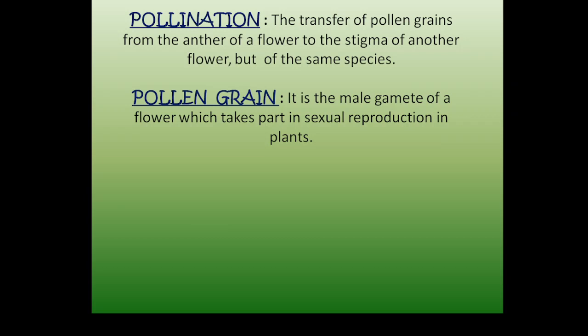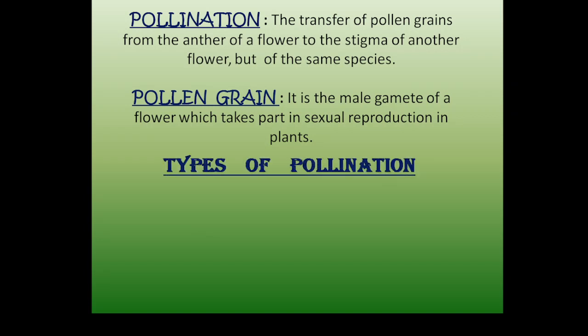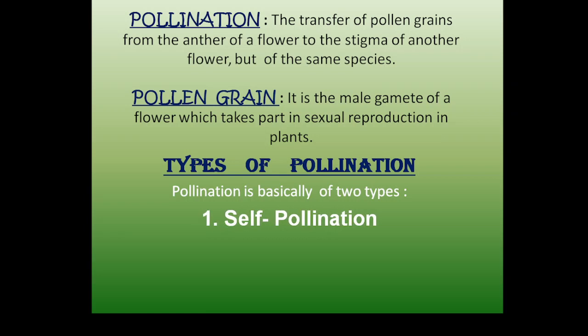Pollen grain. It is the male gamete of a flower which takes part in sexual reproduction in plants. Male gamete which takes part in sexual reproduction in plants. Okay. Types of pollination. How many are there? It is basically two types. The first one is self-pollination. The second one is cross-pollination. We'll see each of them in detail.